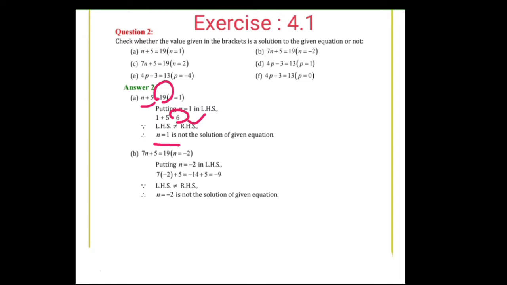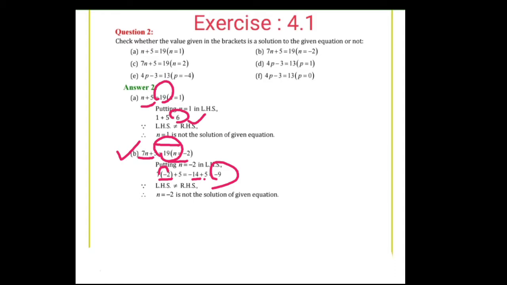Now, same like that in B, the left hand side is 7n plus 5, and we have to put the value of the variable n equals minus 2. So if we put n equals minus 2 in this equation, it becomes 7 times minus 2, which is minus 14, plus 5. So the answer is minus 9, but in the right hand side of the question it is given as minus 19.